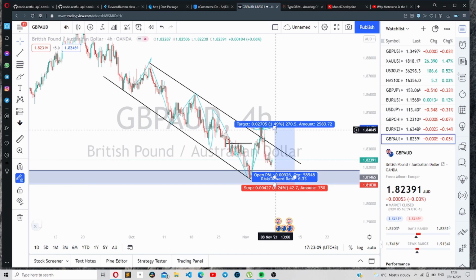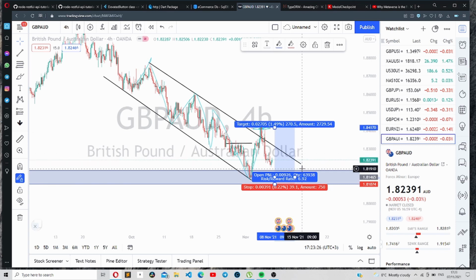So here our first take profit will be this high at the top there, which is something like 270 pips. You'll be risking something like 39 pips for 270 pips. That is a risk reward ratio of almost 1:7.